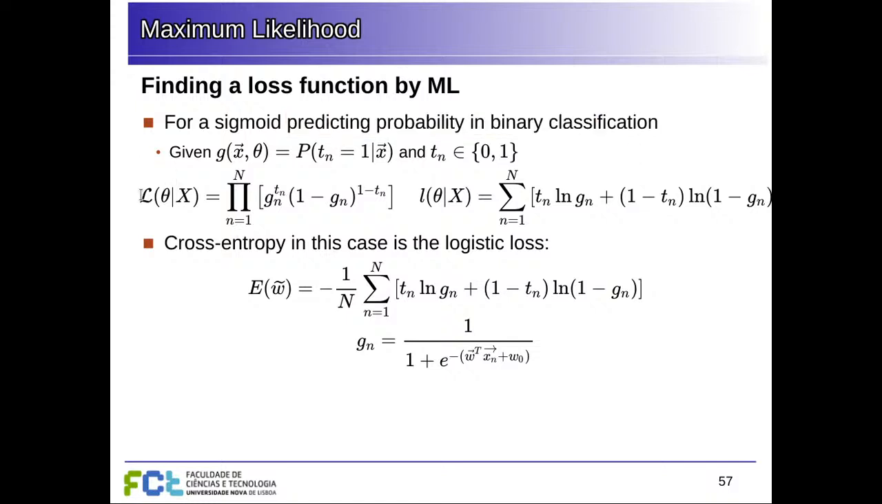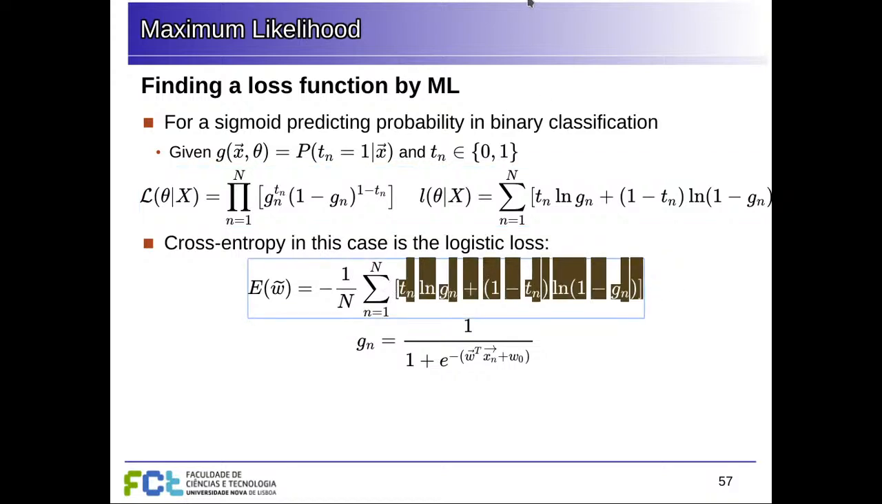In that case, the probability will be given by the product of the value on the output if the point belongs to class 1, or 1 minus the output if the point belongs to class 0, because the probability of belonging to class 0 is 1 minus the probability of belonging to class 1. And in that case, when we take the logarithms and so on and do exactly the same thing, we reach this logistic loss function.